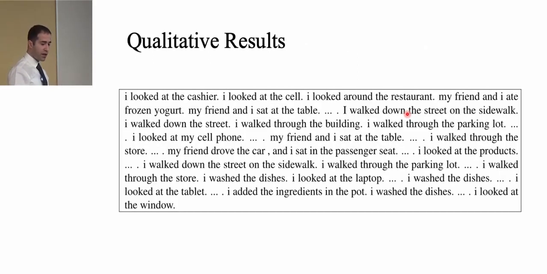Here's one qualitative result. This is a textual summary that the method has generated. The original summary had 144 sentences, so I cut it short so I can fit it in the slide. But you get a sense of what it would look like to produce a textual description.